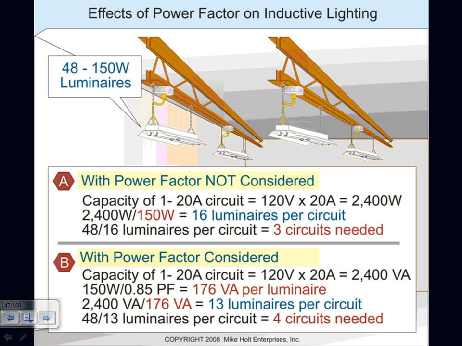Had this lamp been a fluorescent lamp, then you have a power factor of 0.8. So then you divide the watts by the power factor, and then you do the whole calculation. You end up with 13 luminaires per circuit versus 16 luminaires per circuit. Would that affect the way you size things? Absolutely. So I can't drive this enough, guys. When we size branch circuits, service, everything is based on the volt-amp.